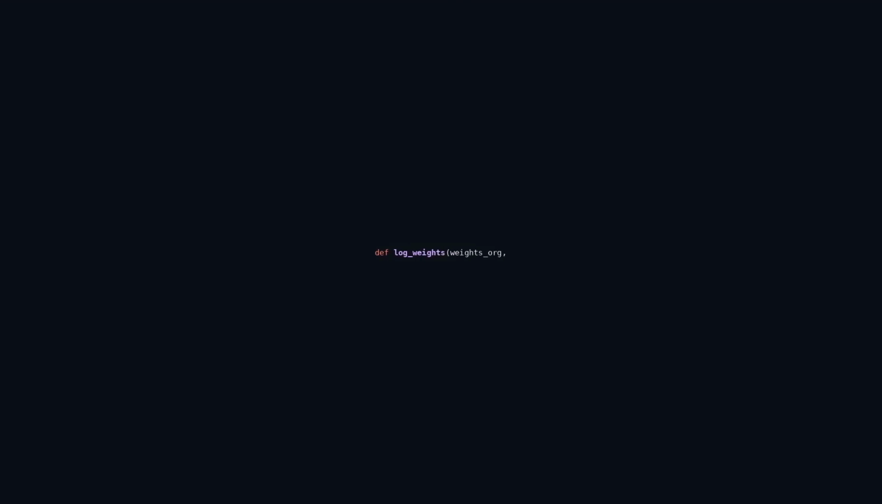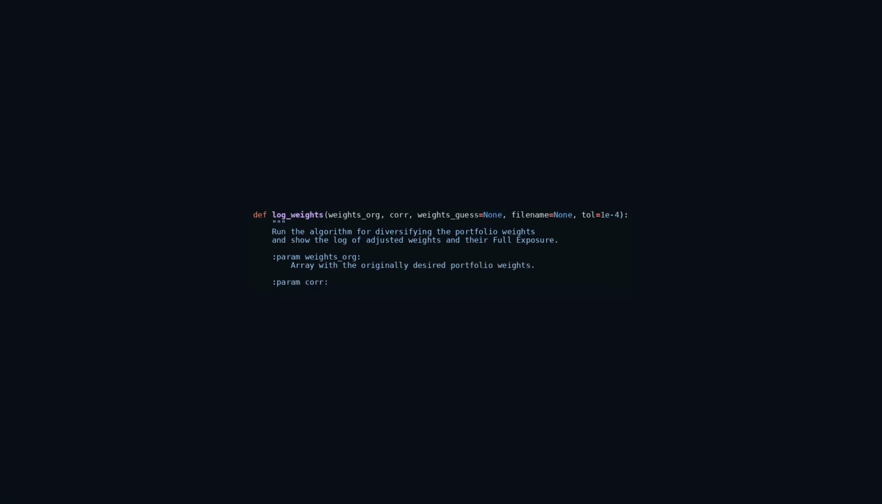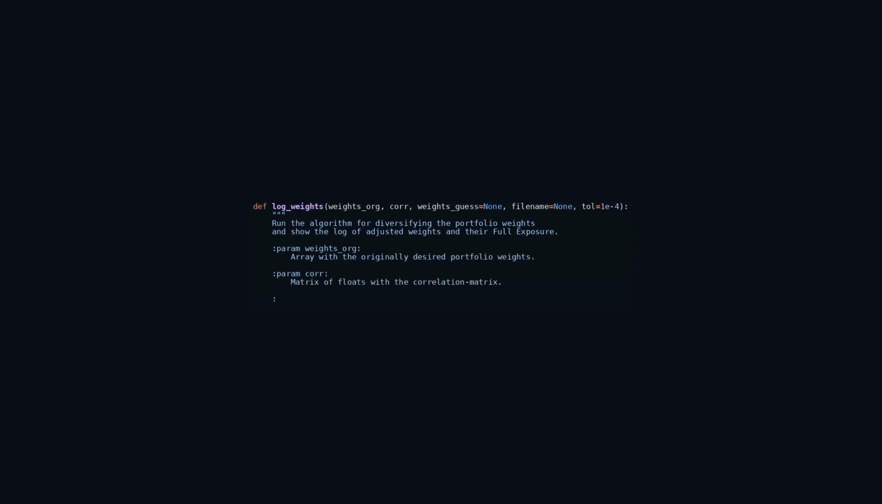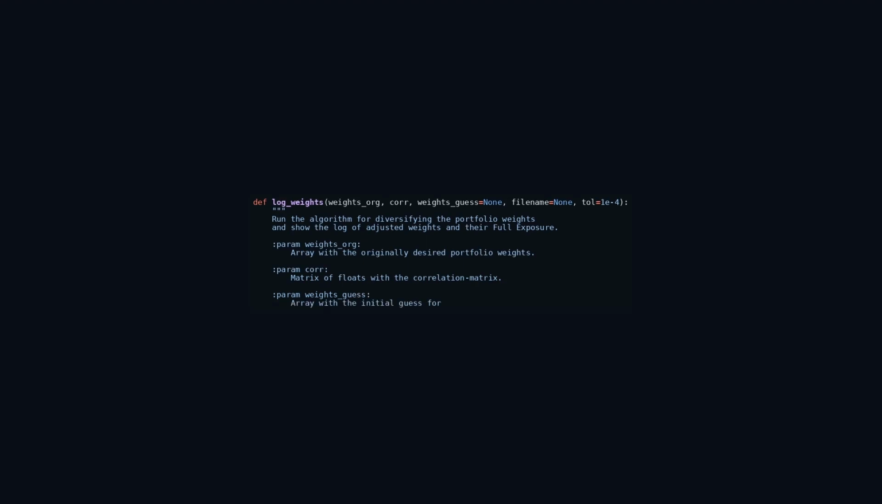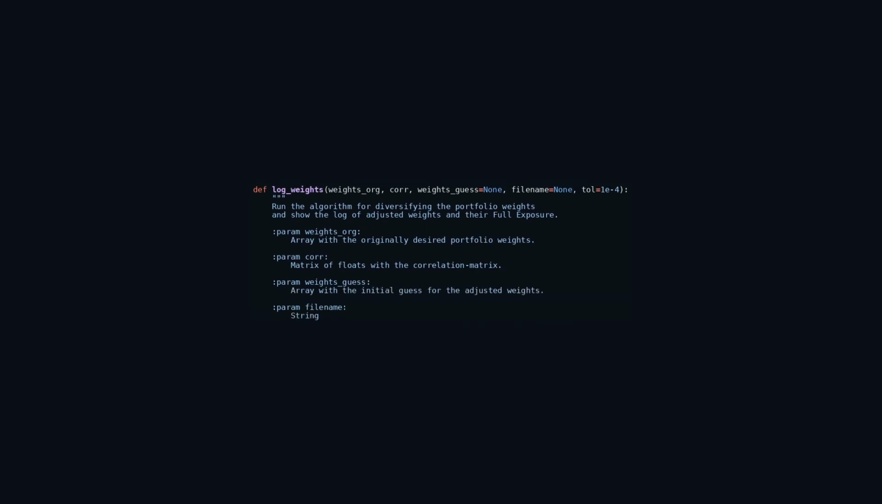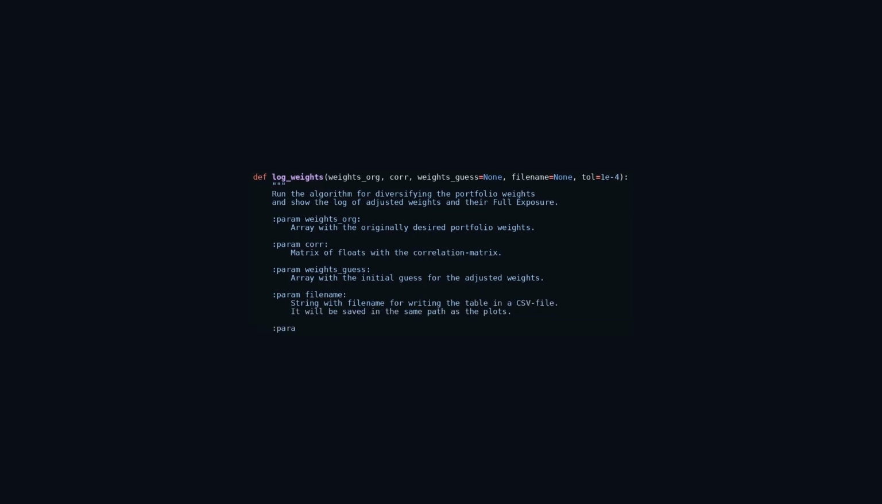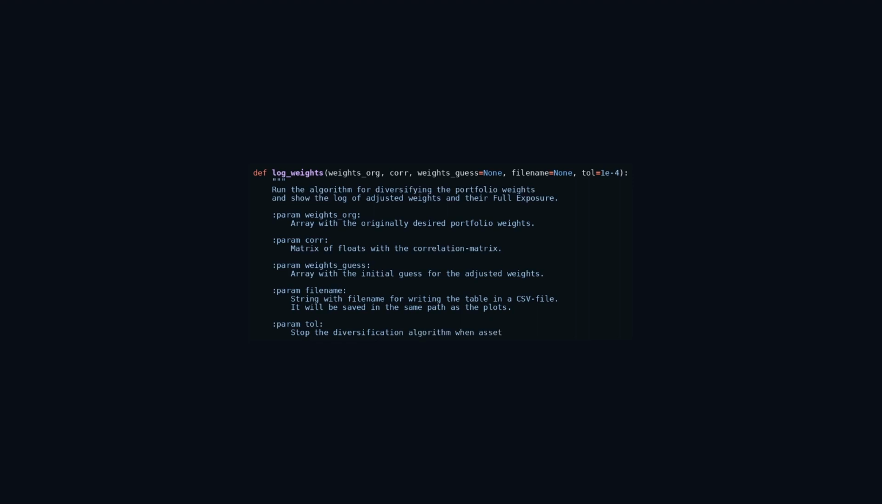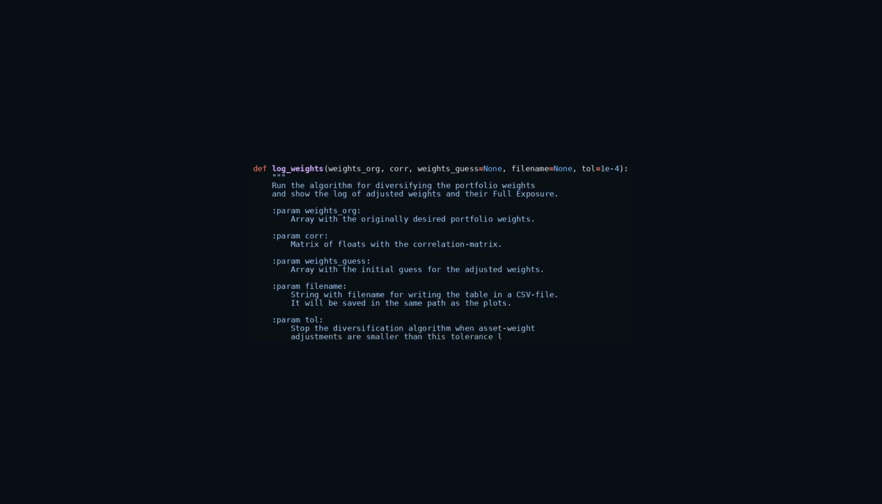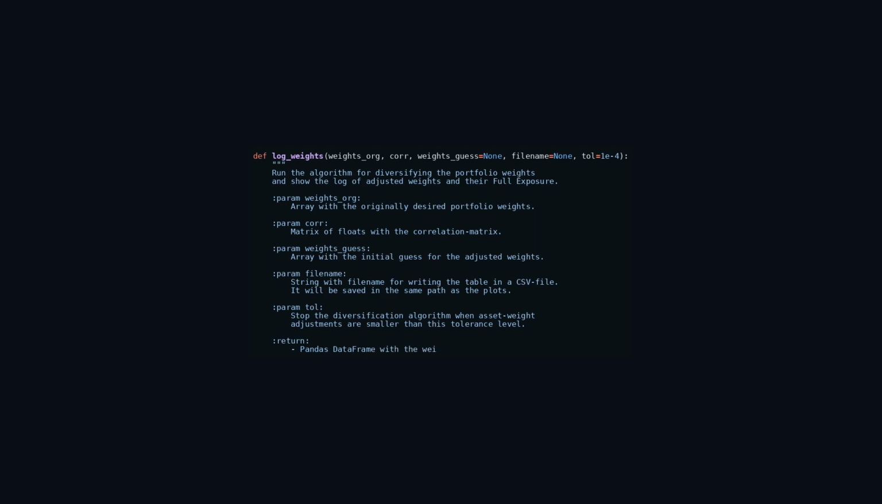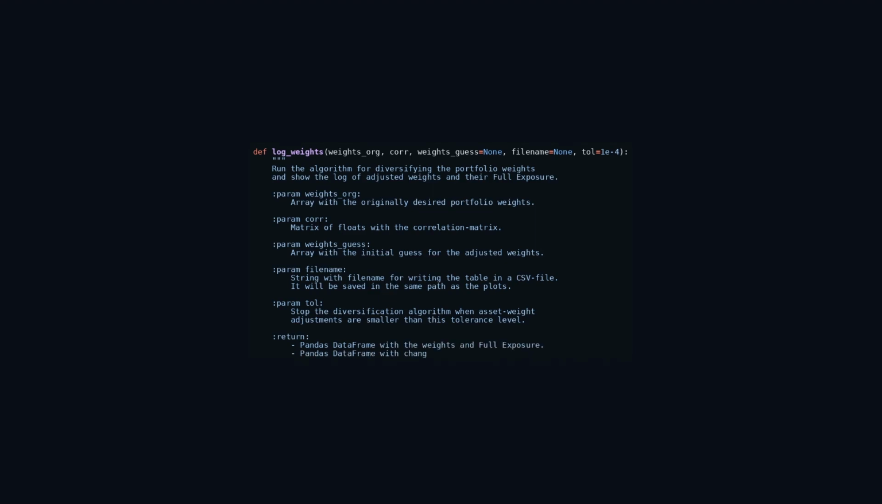The code defines a function named LogWeights, which runs an algorithm designed to diversify portfolio weights. This function accepts several parameters: Schweitzer, an array representing the original desired portfolio weights; TOR, a correlation matrix of asset flows; Schweizguess, an array containing initial adjusted portfolio weight guesses; a file name, a string representing the file name for storing results in the C file; and TTOL, a tolerance level that halts the diversification algorithm when adjustments fall below this threshold. In the function, a list called log is initialized to store logs of adjusted weights.